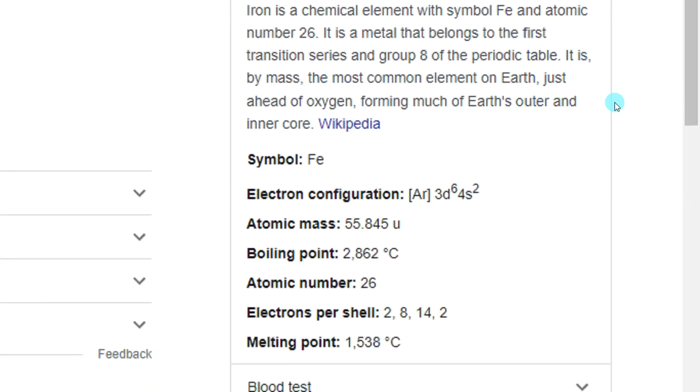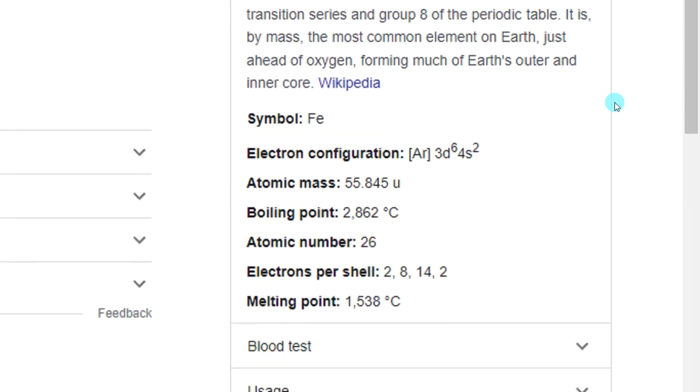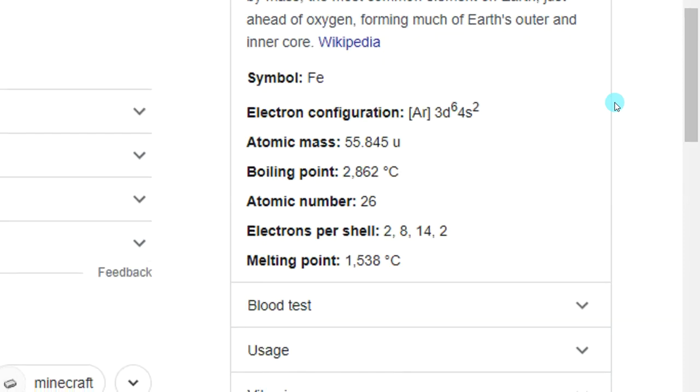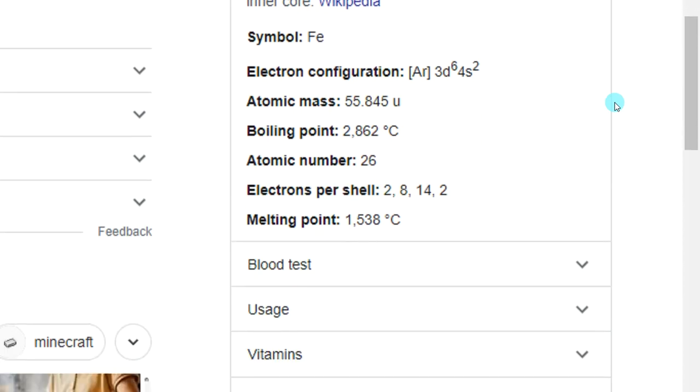Now if I come a little bit down, symbol is Fe, electronic configuration is [Ar] 3d^6 4s^2. Atomic mass 55.84 u. Boiling point is 2862 centigrade. This is important. Atomic number, which is 26, might not be important for civil engineers. Electrons per shell is 2, 8, 14, 2, and melting point is very important for civil engineers, which is 1538 degrees centigrade. How to convert into Fahrenheit? A homework and a science task for you guys. Write down in the comment box.